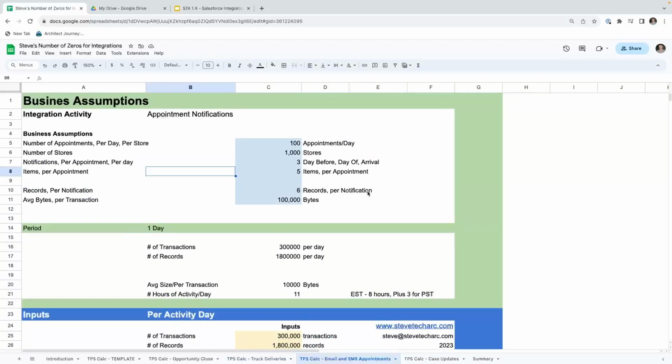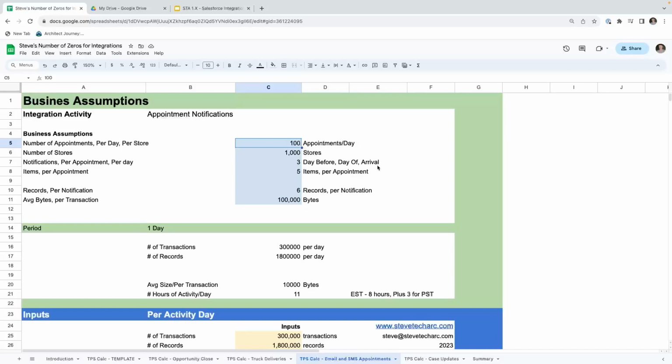We could be taking a look at another integration, which would be the number of appointments being made through Salesforce. We have 1,000 stores, 100 appointments being made per day, and we're going to be sending a notification to the customers through the integration. We're going to let them know it's a day before your appointment, here's your appointment, the day of, and we're going to send you an SMS on your arrival, or you'll send us an SMS on the arrival.